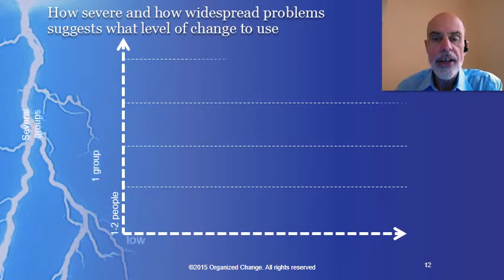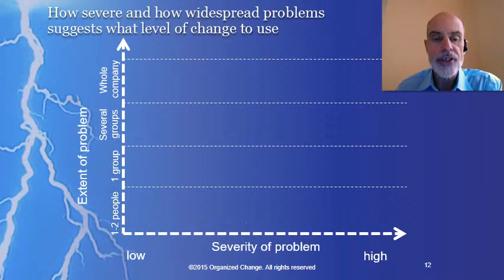How severe and widespread the problems are suggests what level of change to use. As you see on the accompanying graph, the extent of the problem and the severity of the problem will give you suggestions about what kind of change is necessary. If you're talking about a problem that only affects 1 or 2 people, and the severity of which is relatively low, you very well might be doing a little bit of hiring, a little bit of training, a little bit of 360, and a little bit of feedback.